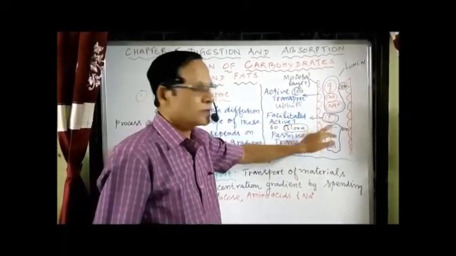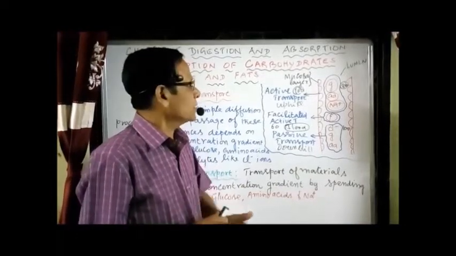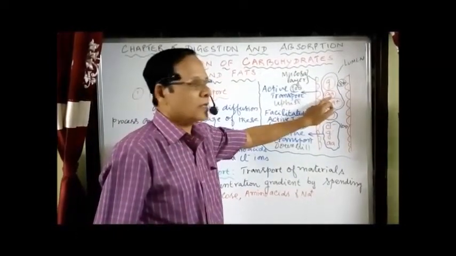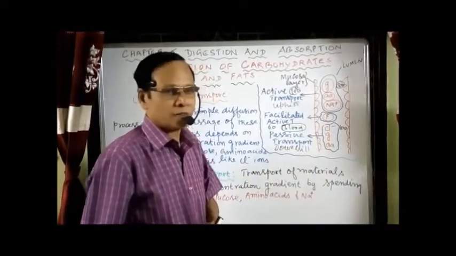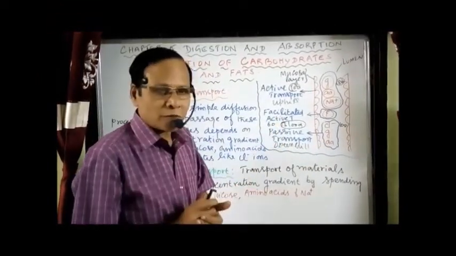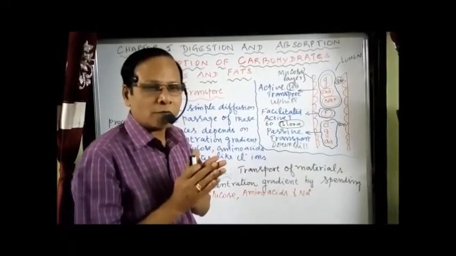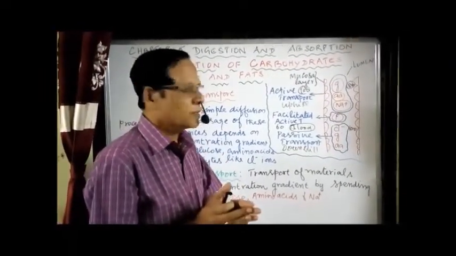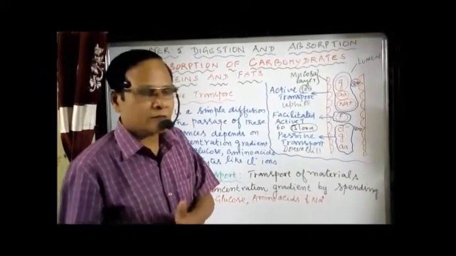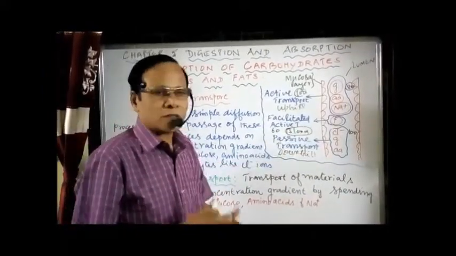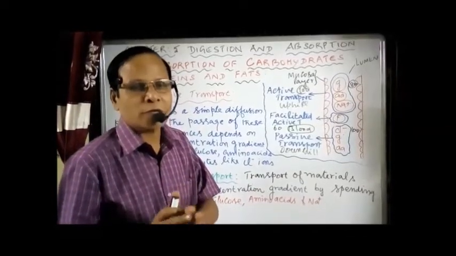Here I mentioned F, that is nothing but fructose. So G for glucose, A for amino acid, this is sodium ions, likewise chloride ions, glucose, amino acids. Okay, so the transport of materials with the help of a carrier molecule is called facilitated transport or facilitated active transport. For example, the transport of fructose by sodium ions.